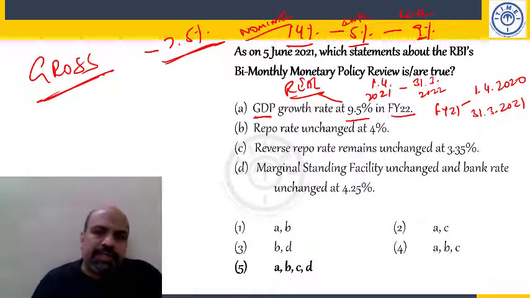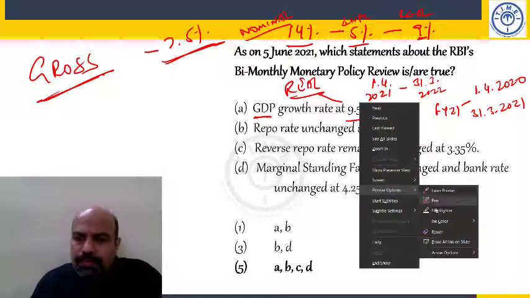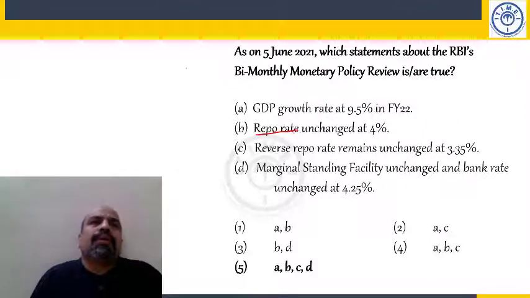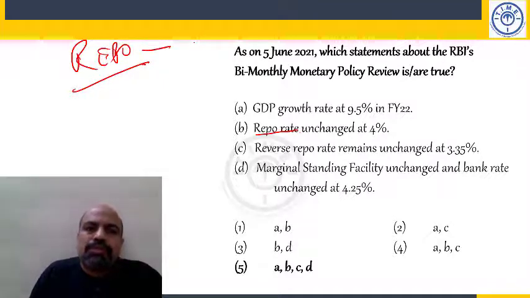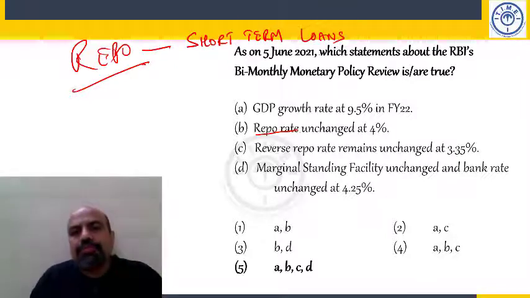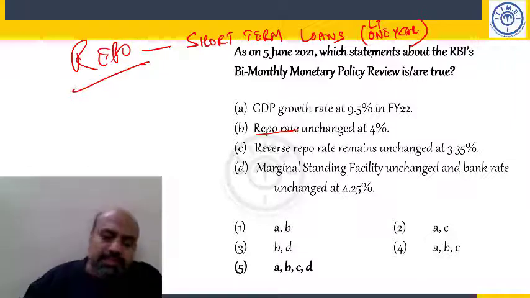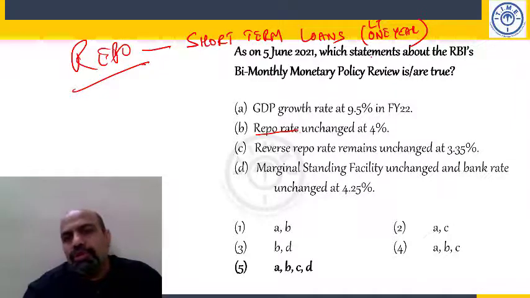Repo rate. Repo is the rate of interest charged by the RBI on short term loans, usually less than one year, to commercial banks. So, the rate of interest charged by the RBI on short term loans to commercial banks.